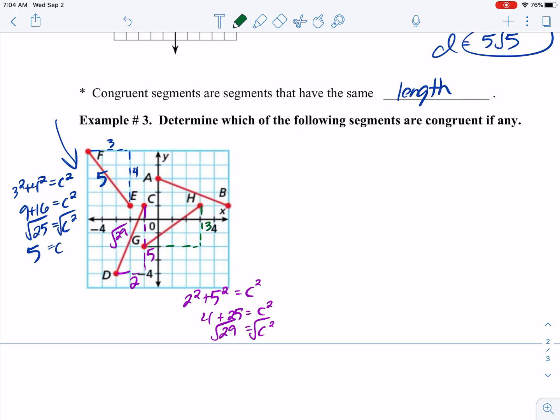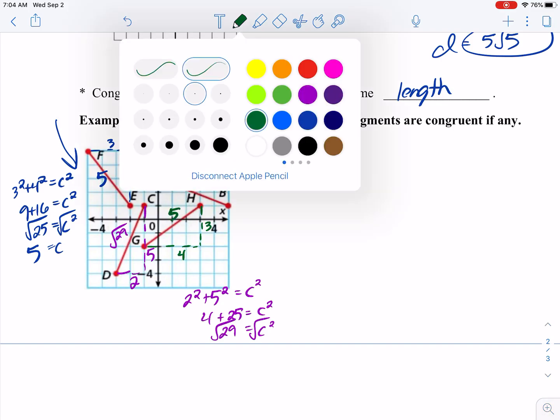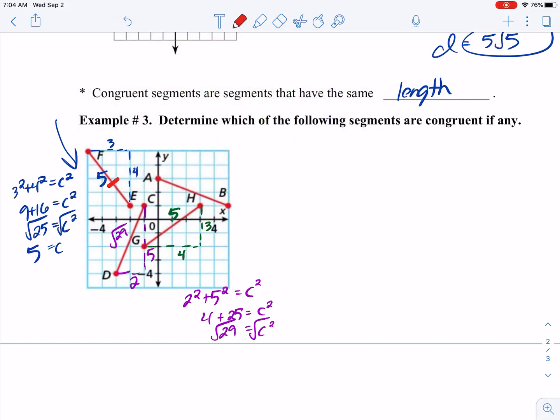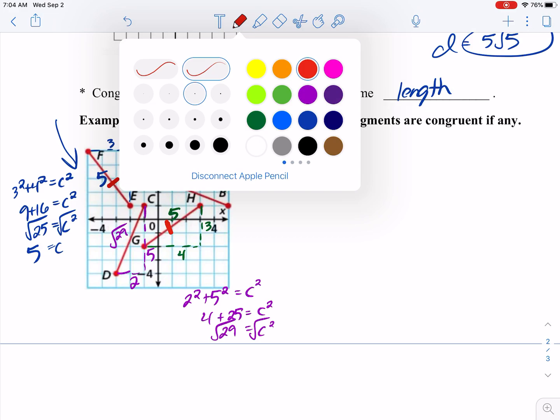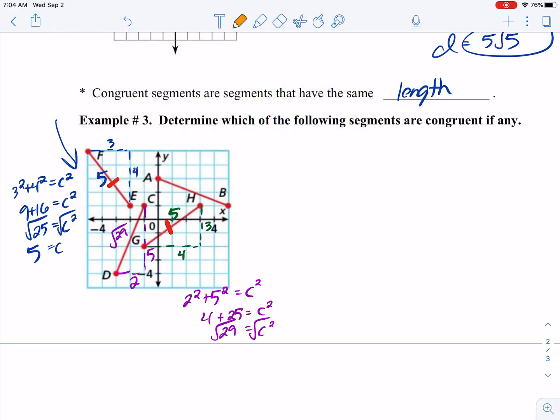3 and 4. Oh, well, we already had a problem here that had a segment with a horizontal length and a vertical length of 3 and 4, vice versa, and that got us 5. So let's go ahead and mark those as congruent. These 2 segments are congruent, HG and FE. And let's just see if our last segment here, segment AB, has one of these 2 lengths.